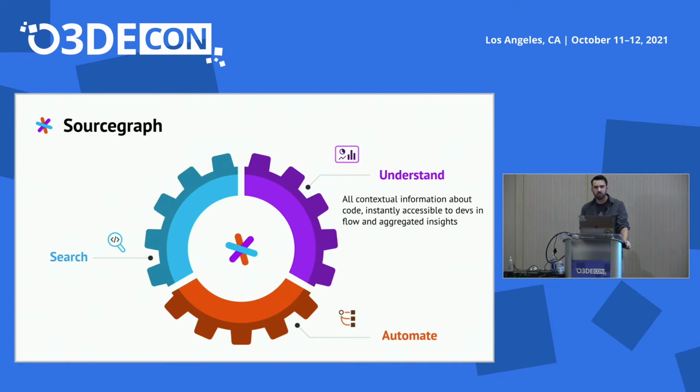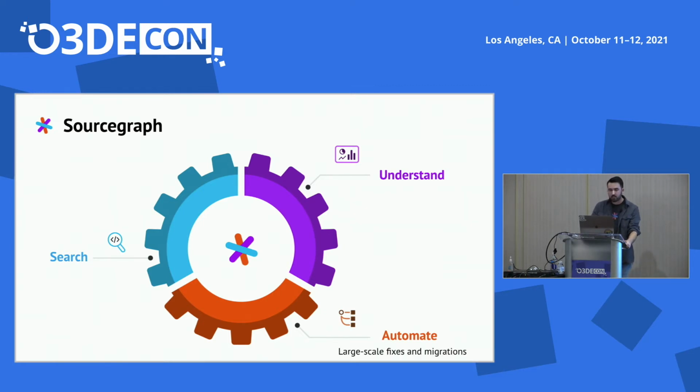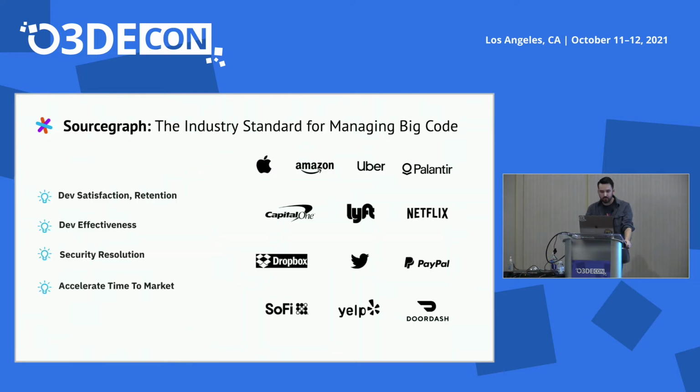The second aspect is giving you the ability to understand the code you're looking at. So giving you that context and that information that you wouldn't otherwise have, with things like go to definition, find references, understanding ownership, et cetera. And last but not least, we have an automation portion as well. So this is with things in the product like batch changes, which gives you the ability to do large-scale changes and refactors, upgrades and migrations, deprecations, et cetera. We'll touch on that here in the demo.